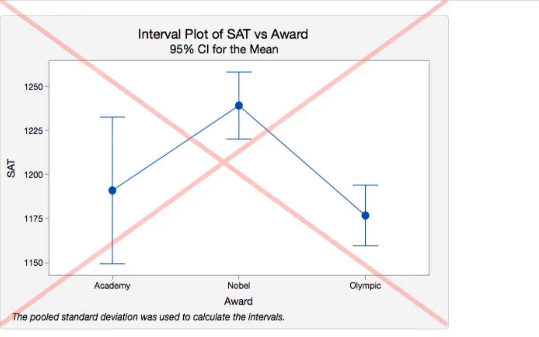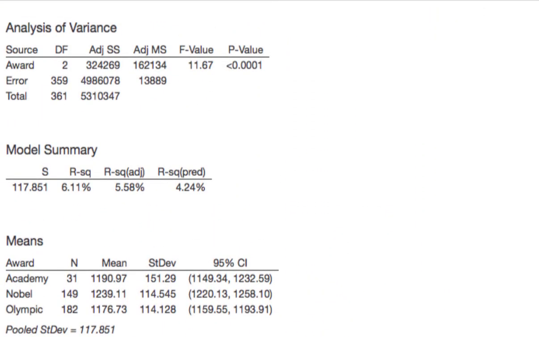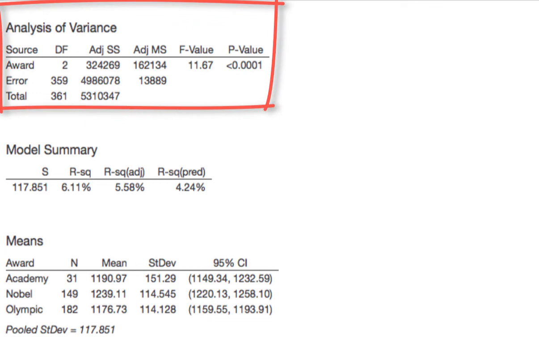So to summarize our results, first, we look at the ANOVA source table. We find our F value and our P value, and we make a decision about the overall one-way ANOVA. In this case, our F value is 11.67 with 2 and 359 degrees of freedom. Our P value is less than 0.0001, so we reject the null hypothesis. There is evidence that the means of the 3 groups are not all equal.